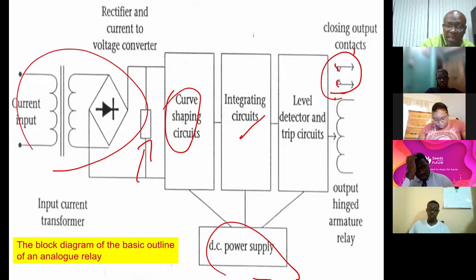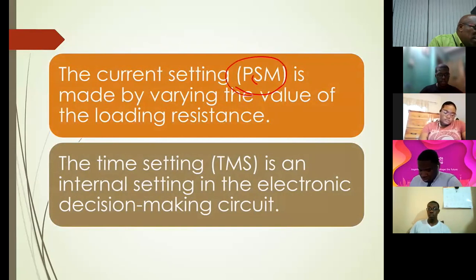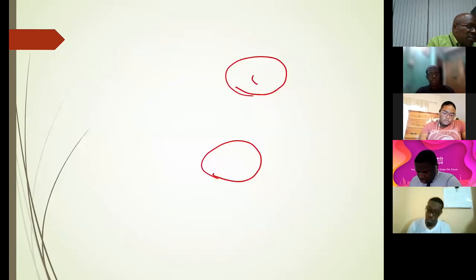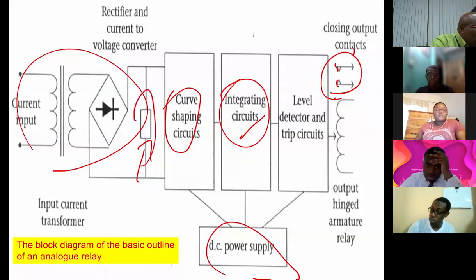Key difference with what we're going to be talking about in a few is that for this relay, you are using transistors and that whole technology. That's the basic difference. So remember, we spoke about the two settings, your plug setting and your time setting. Your time setting would have been provided there. And the plug setting, this is the loading resistor that we're talking about.